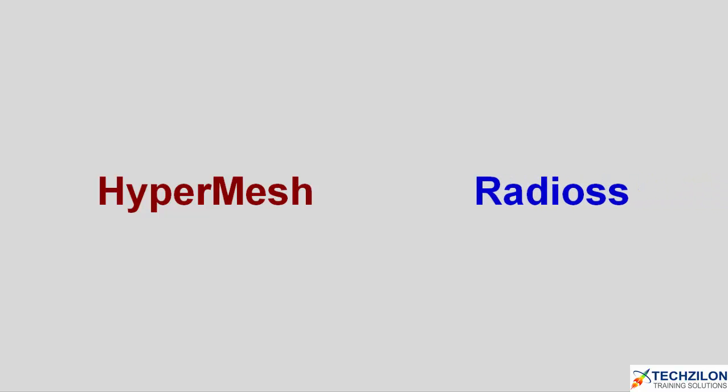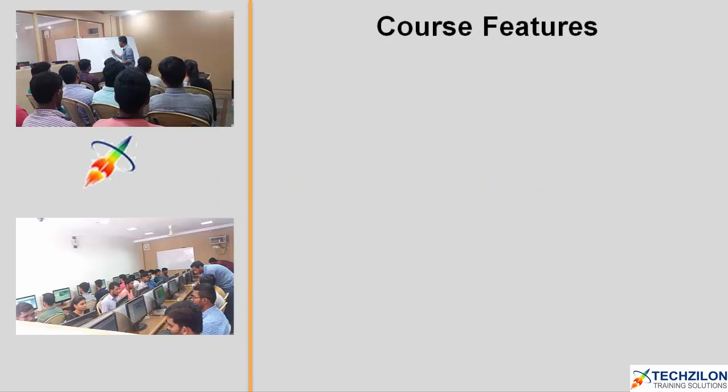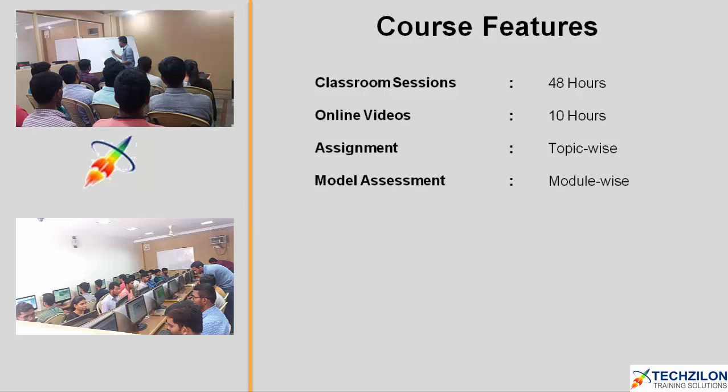In this course, we will be learning about the tool HYPERMESH and the solver RADIOSS. HYPERMESH is a universal preprocessor that is widely used in the industry. RADIOSS is the most preferred solver for structural analysis. This course features 48 hours of classroom sessions, 10 online videos, topic-wise assignments, module-wise assessments, session-wise MCQs which are held online, and 15 hours of project.